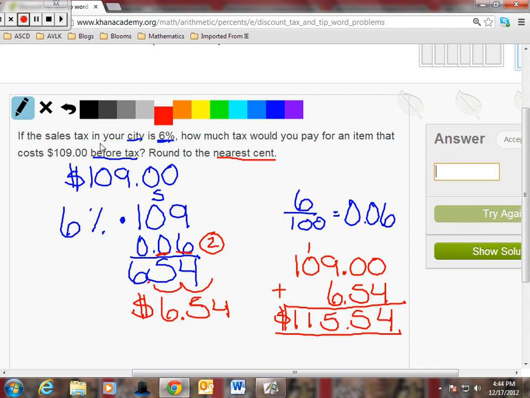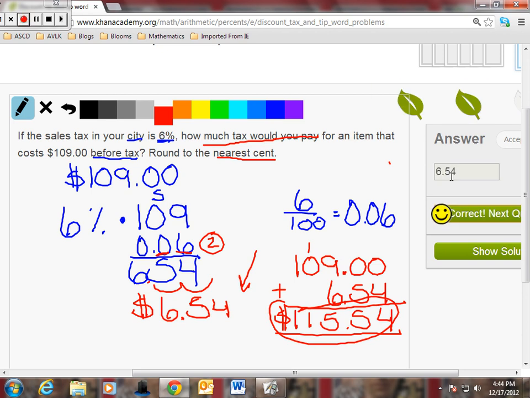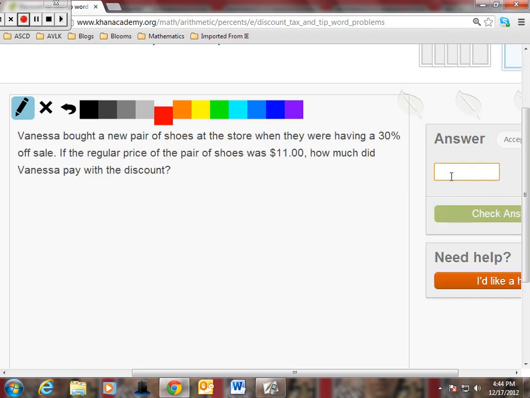If the sales tax in your city is 6%, how much would an item that costs $100 before tax... The sales tax in your city is 6%. How much tax would you pay? Oh, it just says how much tax would I pay. I don't need to find the total. I just need to know what tax I'd pay, and there's the tax I'd pay. So let's go back here. I'm just paying $6.54 in tax. Yes. All right. I love making mistakes and learning from them.